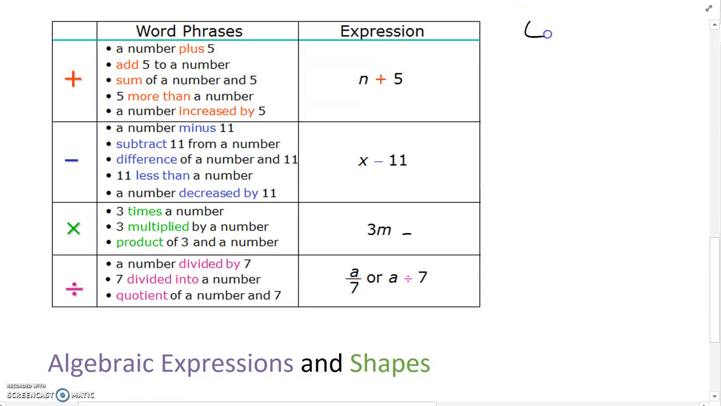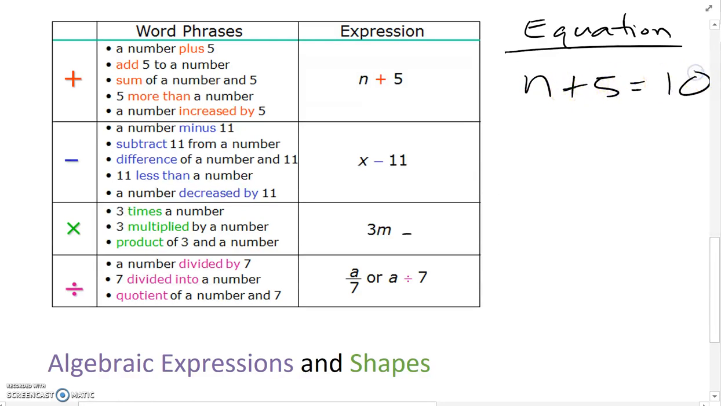Now remember, an equation is just simply adding the equal sign. Okay? If we add an equal sign, bam, now we have an equation. But we're just going to focus on these words for now. Plus, add, sum, more than, increase by. They all mean the same thing, to add.